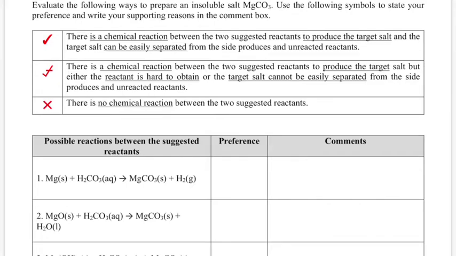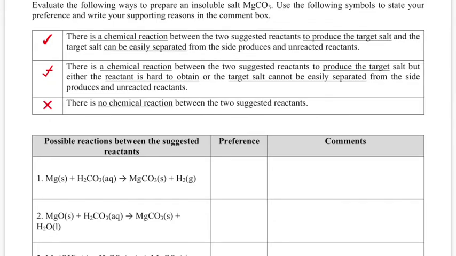Remember, when we are preparing any kind of salt, we need to consider 2 factors. First, what are the possible reactants we can use? We need to make sure that when we put those 2 reactants together, they're going to have a chemical reaction to produce the salt that we want, in this case, magnesium carbonate.